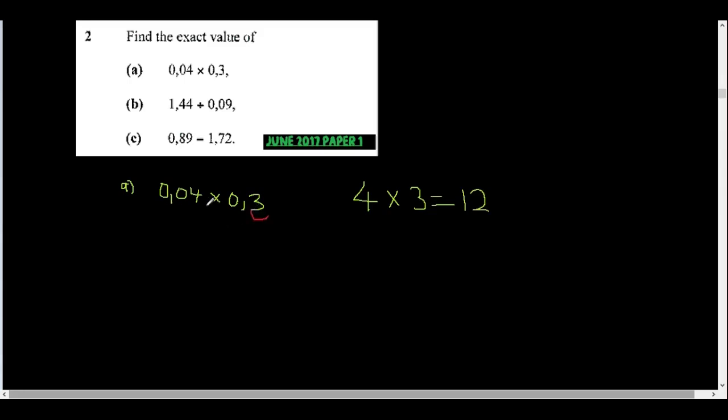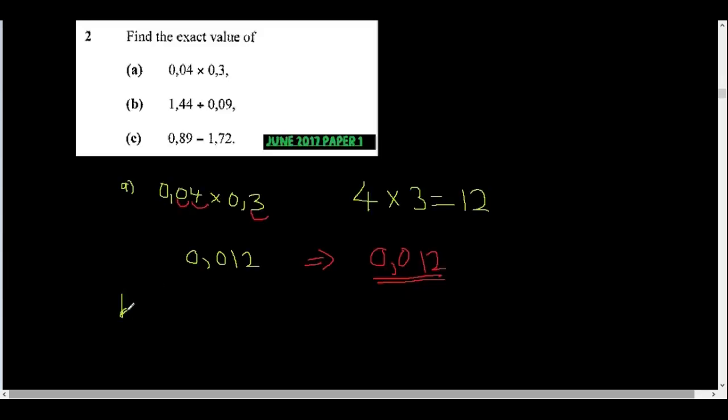Then we count the decimal places. 1, 2, 3. Decimal places are 3, therefore we must have 3 decimal places after the comma. 1, 2, then it's 3. 0, 1, then 2. Then those are our 3 decimal places, giving us the final answer 0,0,1,2. That's our final answer.